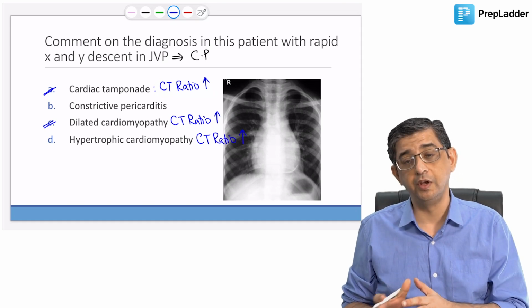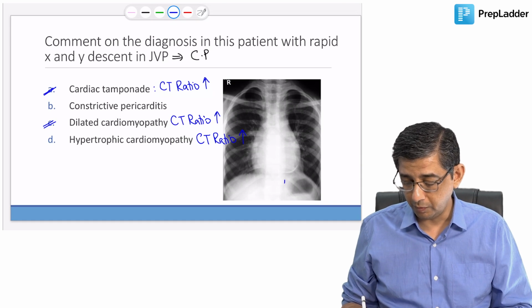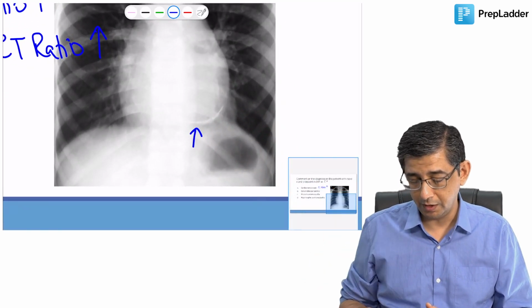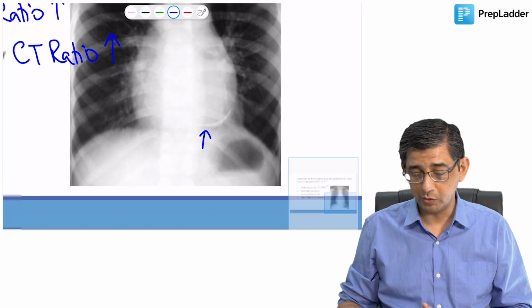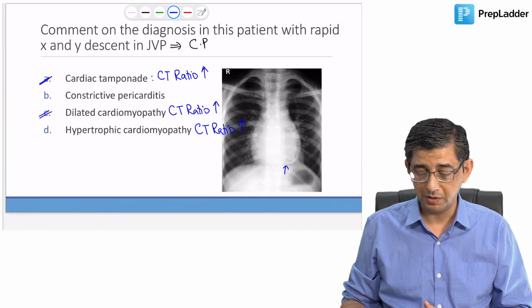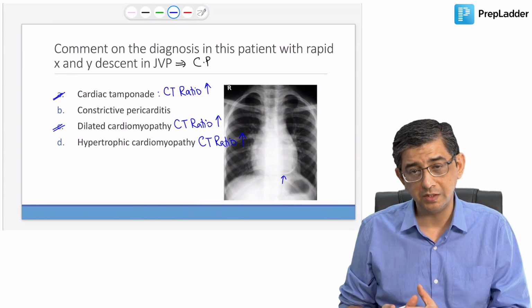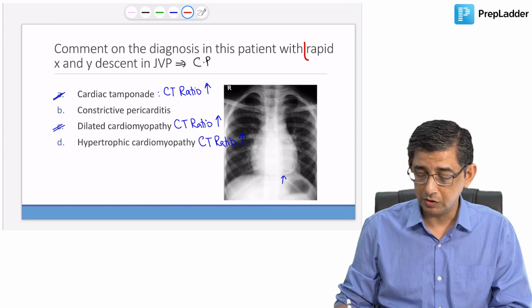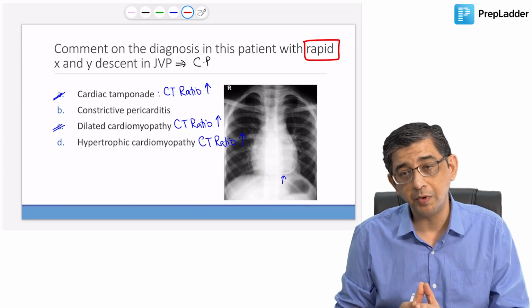The bottom line is that in this X-ray, you can notice a bit of calcium shadow, right? That white shadow that you're seeing, I'll just zoom it in. That shadow is related to the calcium deposition that is occurring around the heart of this person. And even if you cannot pick up the calcification, what I said was you can simply correct this question with the keyword that is going to be a rapid X and a rapid Y descent.